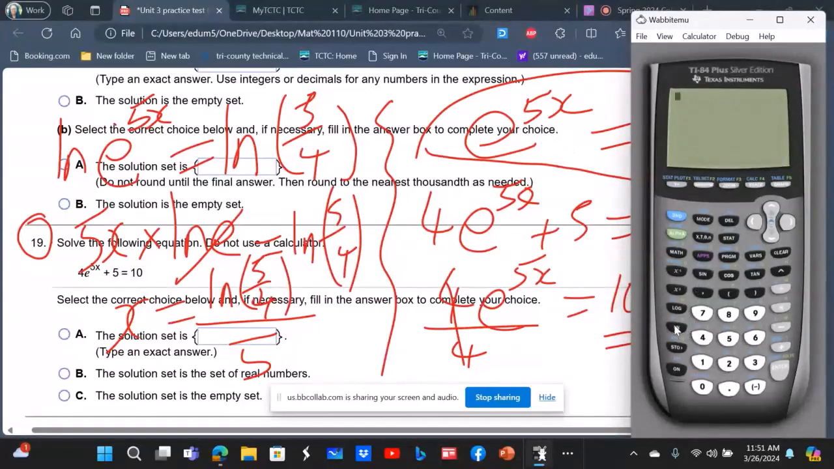That is natural log right here. Go to natural log. This is natural log. All right. Then 5 divided by 4. And then I'll do it one by one. Hit enter. Then divide whatever your answer is by 5. And so my answer, the value of x is 0.044. It depends on the number of decimal places, by the way.